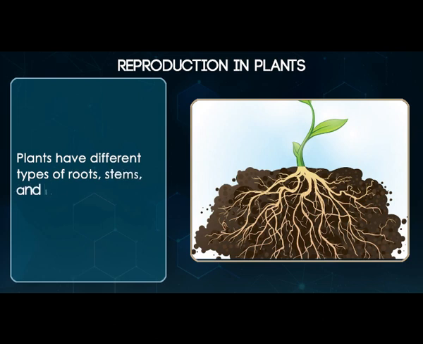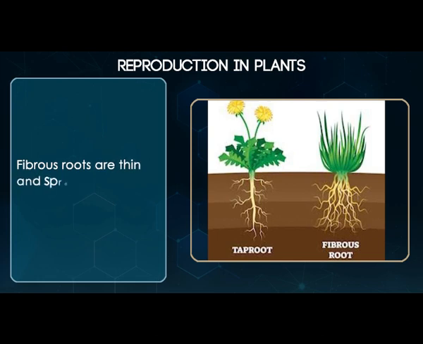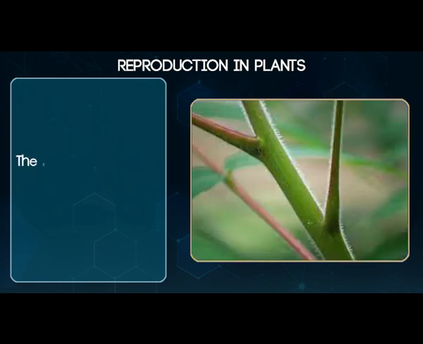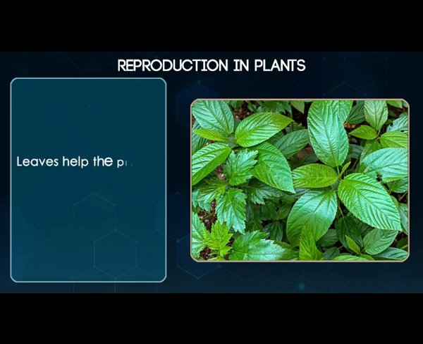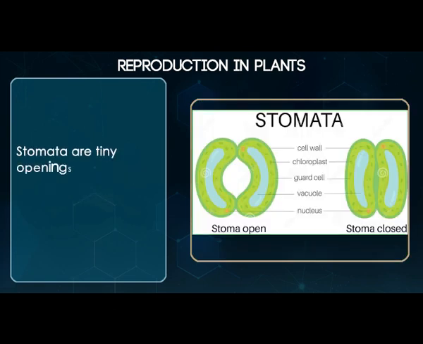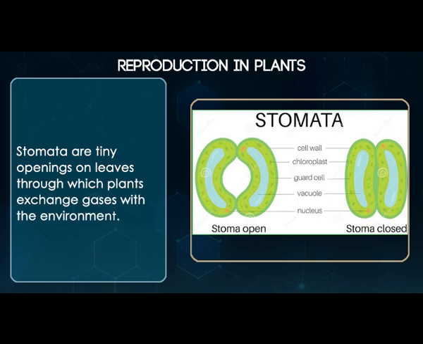Plants have different types of roots, stems, and leaves. Fibrous roots are thin and spread out. Tap roots are thick and go deep into the soil. The stem supports the plant and carries water and nutrients. Leaves help the plant to make food through photosynthesis. Stomata are tiny openings on leaves through which plants exchange gases with the environment.